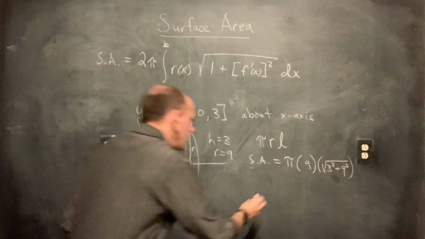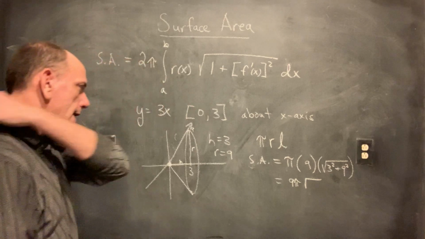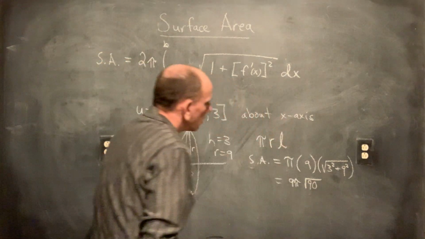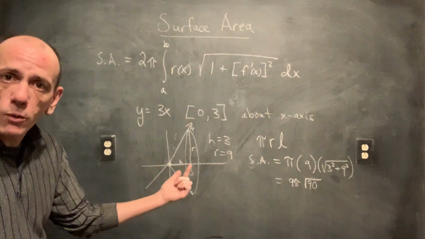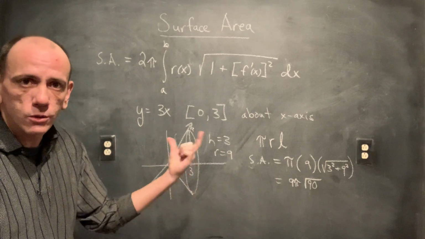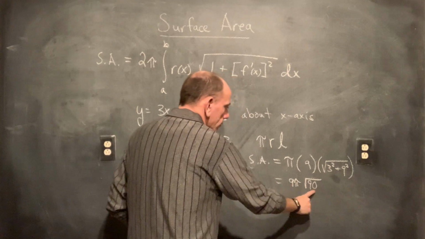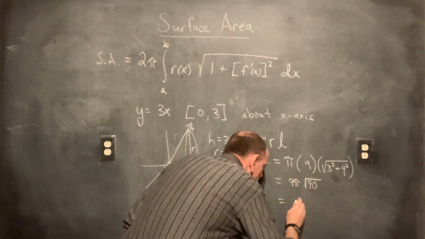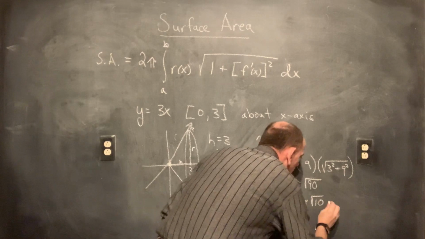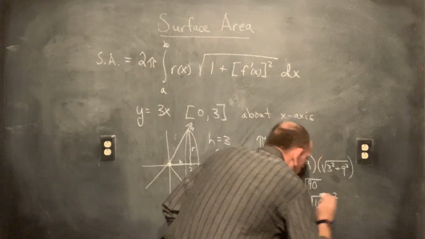So it looks like 9 pi square root of 9 plus 81, which is 90. I can pull a 3 out, right? Square root of 9. That'll leave me a 10 underneath, but 10 is 5 times 2, so that can't be simplified any further, which means I'm going to get a 3 pulled out and a square root of 10 left. So 3 times 9 is 27 pi root 10. And this is a surface area, so that's units squared.